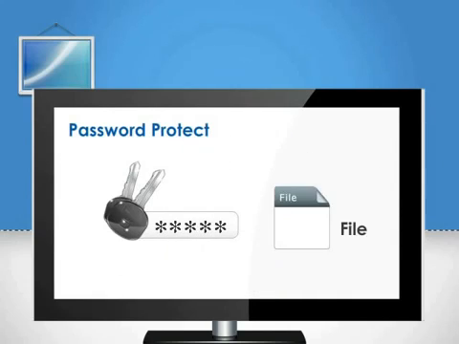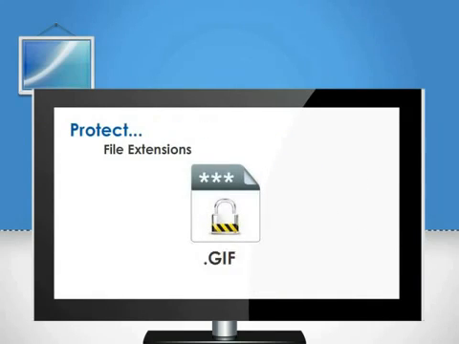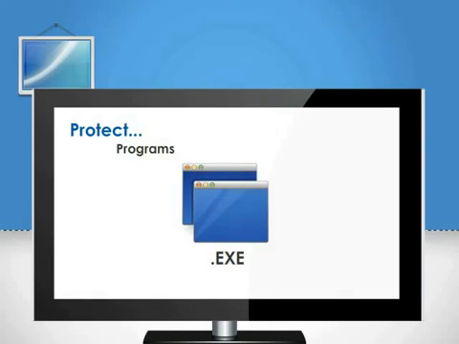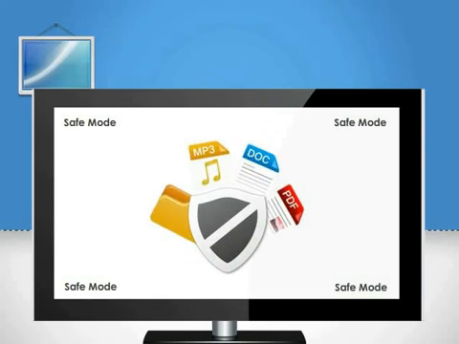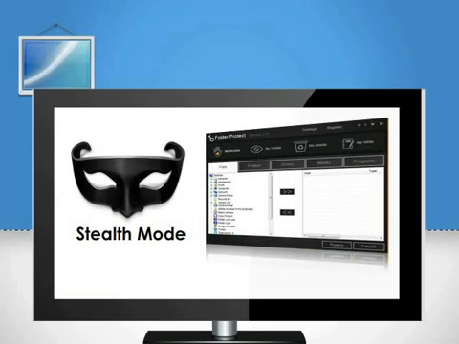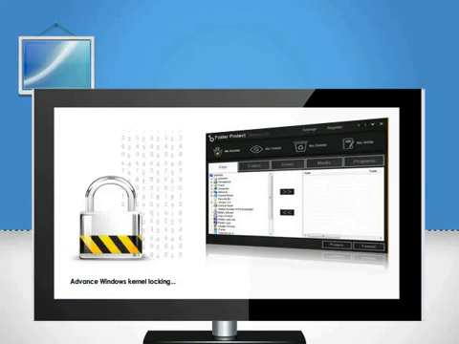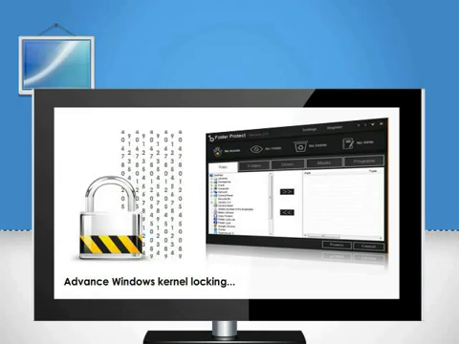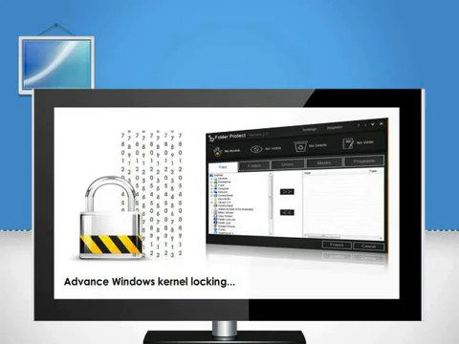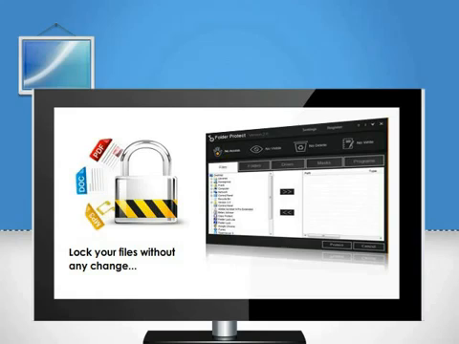Password protect files, folders, and drives. Protect popular file extensions, masks, and even programs. Protect these objects even in safe mode, and run the application in stealth using stealth mode. Folder Protect uses an advanced Windows kernel level locking to protect your files without altering or changing content of your files like encryption programs do.